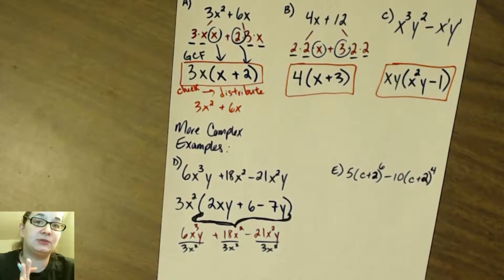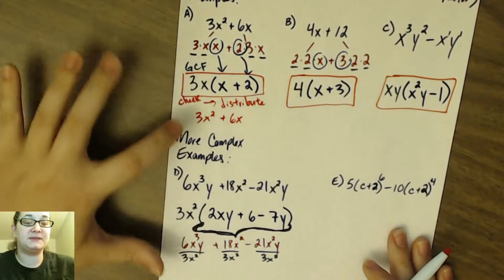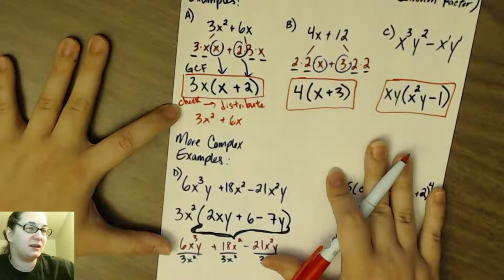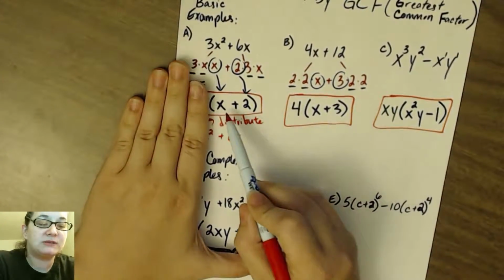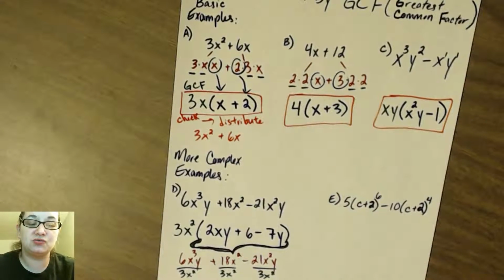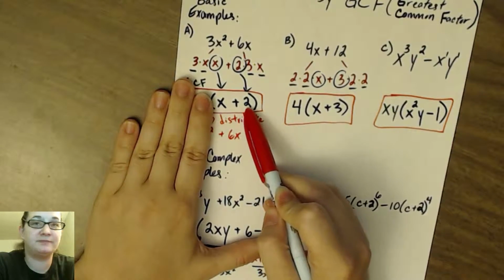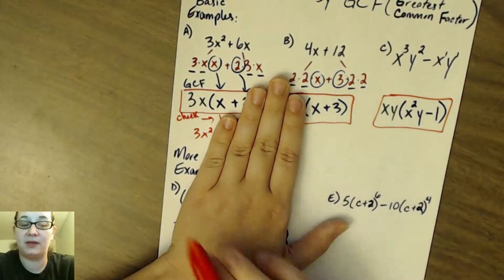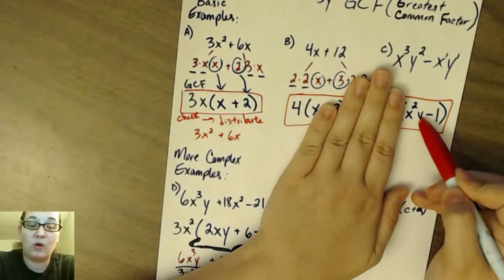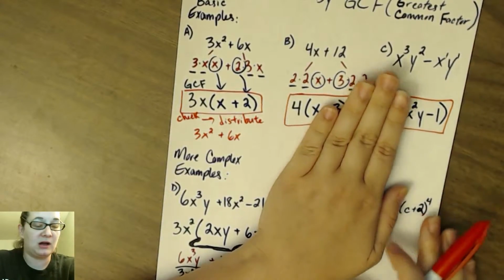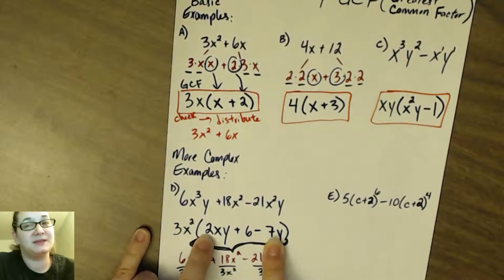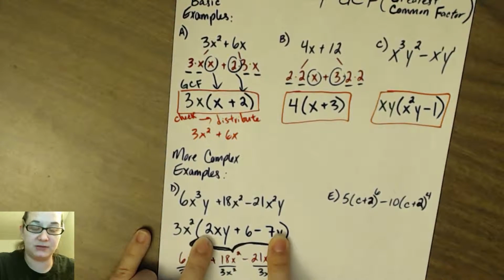And a good way to double check, besides redistributing it, is if I look at what's left over on the inside, I want to make sure that they don't have anything else in common. So here I have just an x and a 2, a variable and a number, nothing in common. A variable and a number, nothing in common. X squared y, so there's a bunch of variables, and a number, nothing in common. Here, the 2 and the 6 would have a 2 in common, but the 7's prime, so the numbers don't have anything else in common.